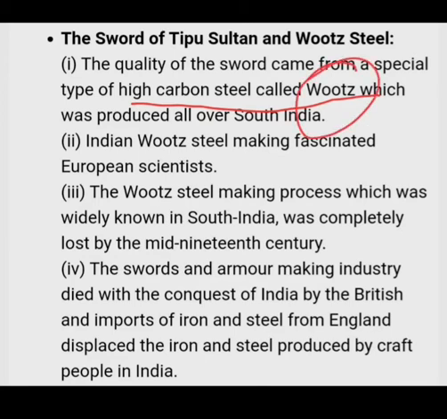Now, is it clear for everyone? Yes, the quality of the sword came from a special type of high carbon steel, and what is it known as? It is known as wootz, which was produced in South India. Students, wootz steel when made into a sword produced a very sharp edge with a flowing water pattern. This pattern came from very small carbon crystals embedded in the iron. Fine. Is it clear for everyone?